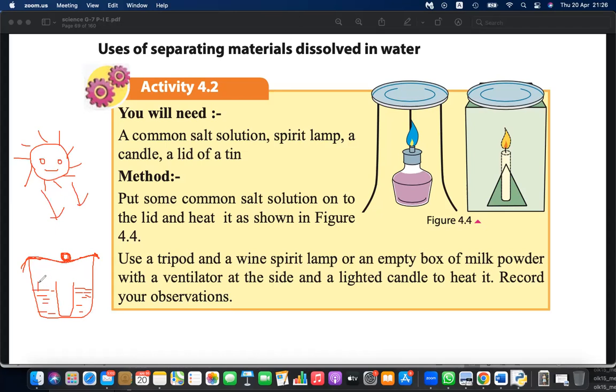Then what will happen? This water will evaporate. The water evaporates, but the salt dissolved in the water does not evaporate. Water will evaporate. Not salt, sorry, water will evaporate. When it evaporates, the water particles will be here and it will be condensed on this polythene.